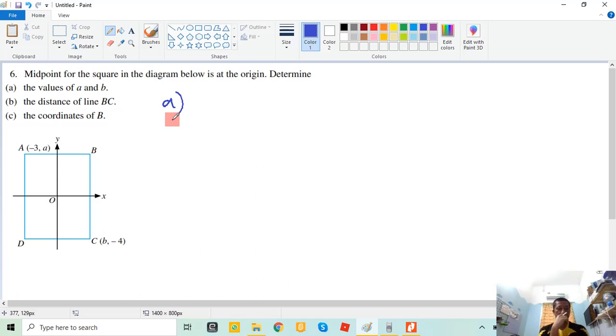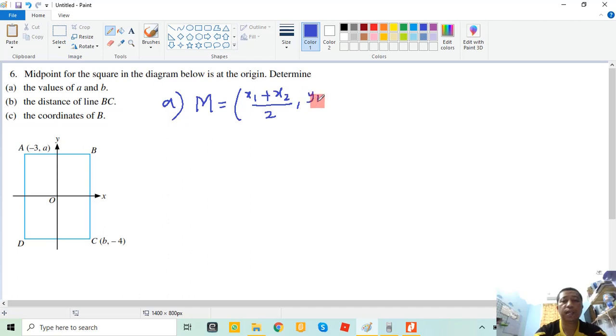Okay, so how you want to do this one? Okay, we use the formula. We use the formula M equal to x1 plus x2 divide 2, y1 plus y2 divide 2. Okay, that is the formula. We know that formula. Okay, so we focus on point A and point C. Focus on point A and C.